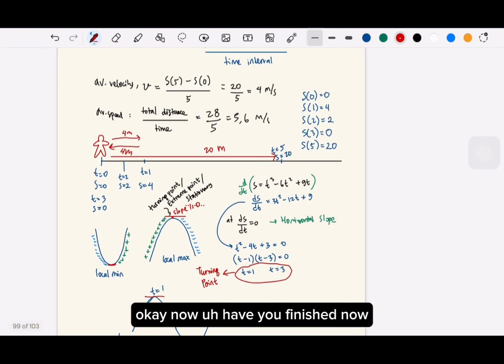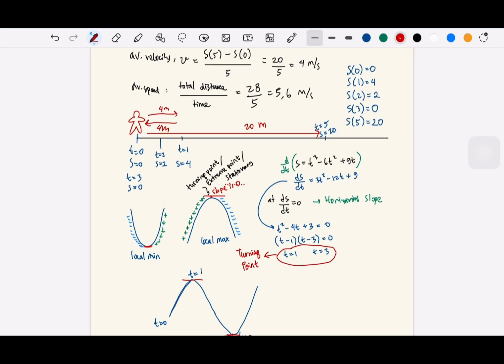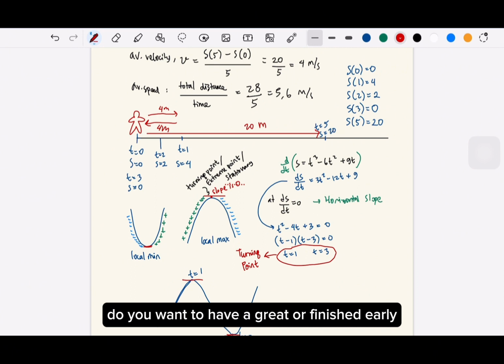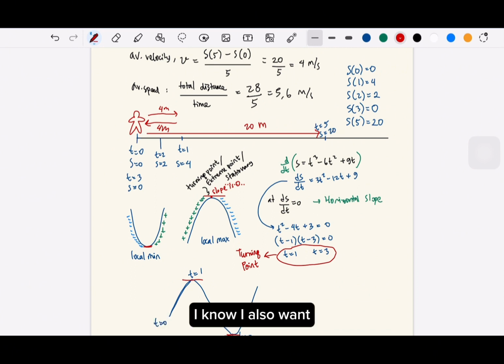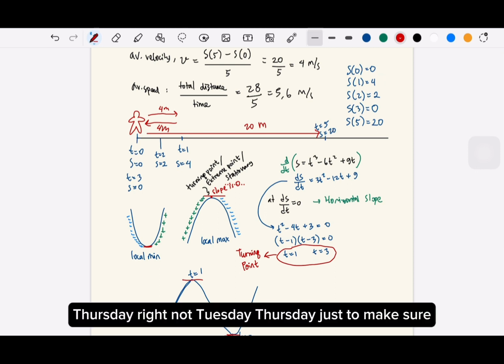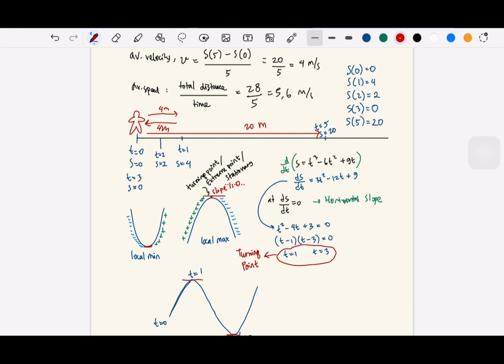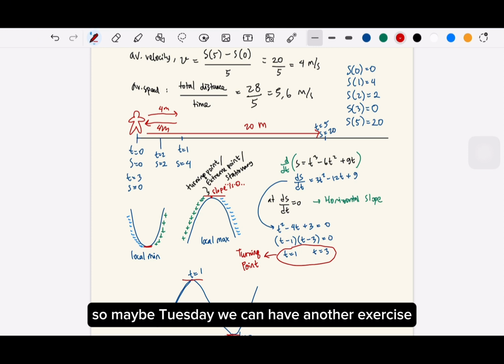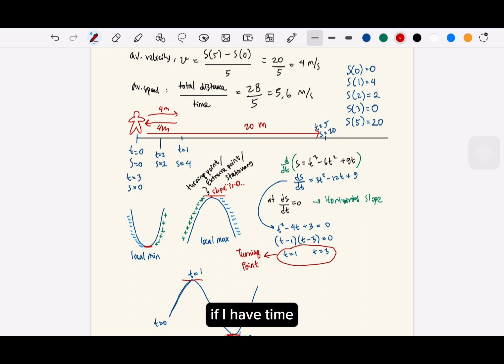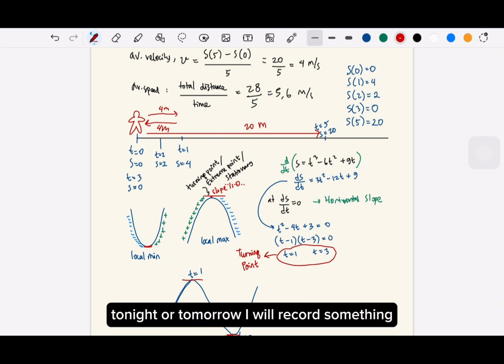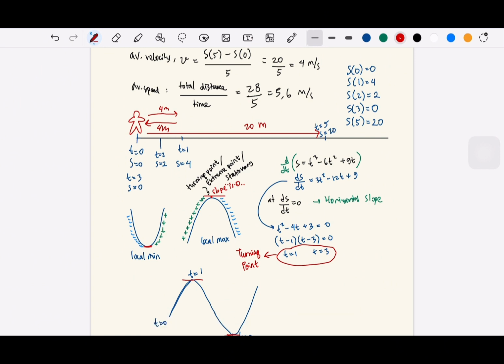Okay, now, have you finished? No? At the break time, do you want to have a break or finish early? Okay. I know. I also want a break. Okay. So, when is your quiz? Thursday, right? Not Tuesday. Thursday. Just to make sure. So maybe Tuesday we can have another exercise. Okay, another exercise. And maybe, if I have time tonight or tomorrow, I will record something. Maybe it will be helpful for you. Okay.